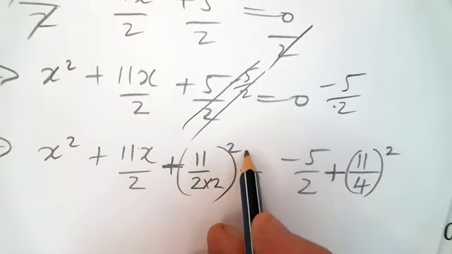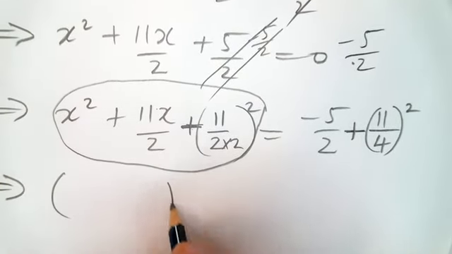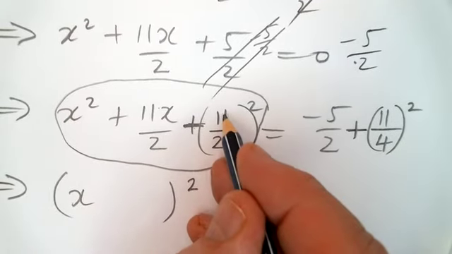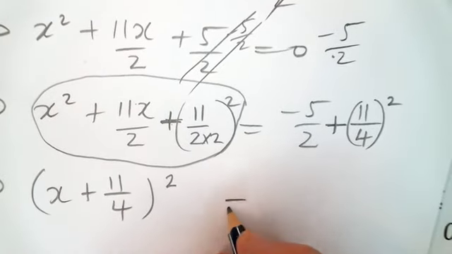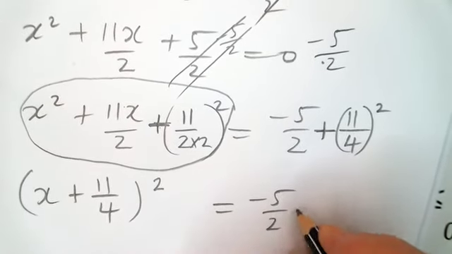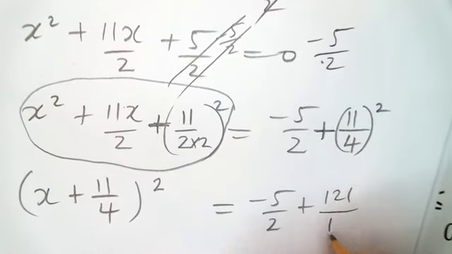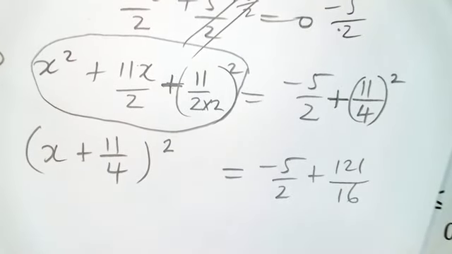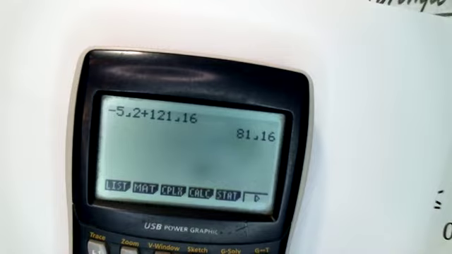Now we know the bit on this side. This is the beauty of this. That becomes our completed square: I've got x plus 11 over 4, all squared. Now, what have we got on the other side? We've got a negative 5 over 2. We're going to add that to 11 squared, which is 121, over 4 squared, which is 16. I'm just going to go straight to the calculator. I've got minus 5 on 2, and I'm going to add that to 121 over 16. What do we get? We get 81 on 16.